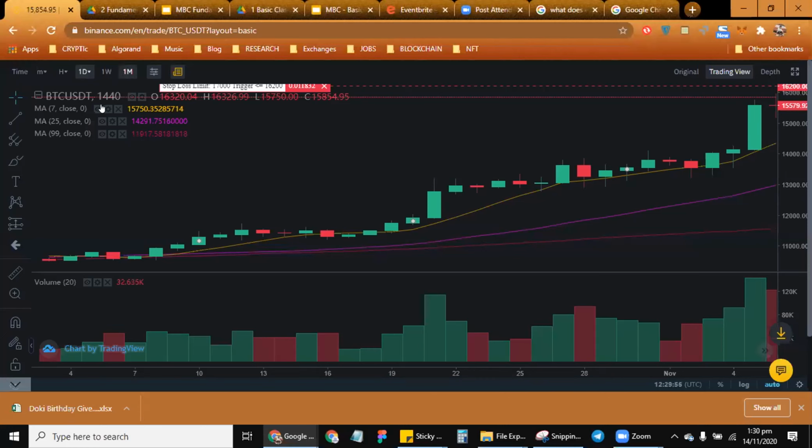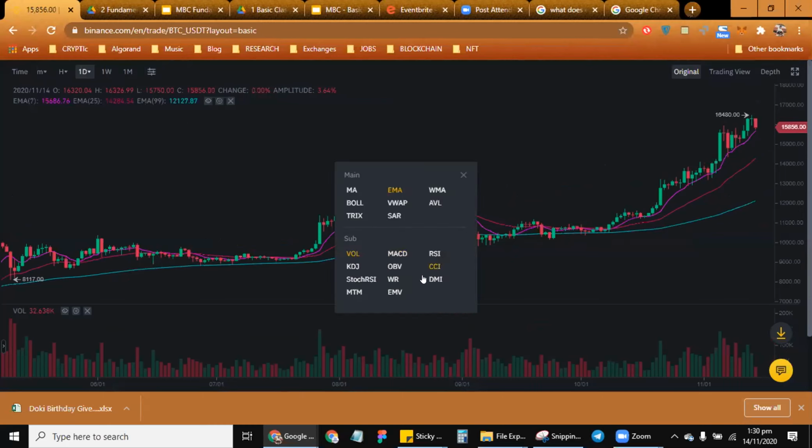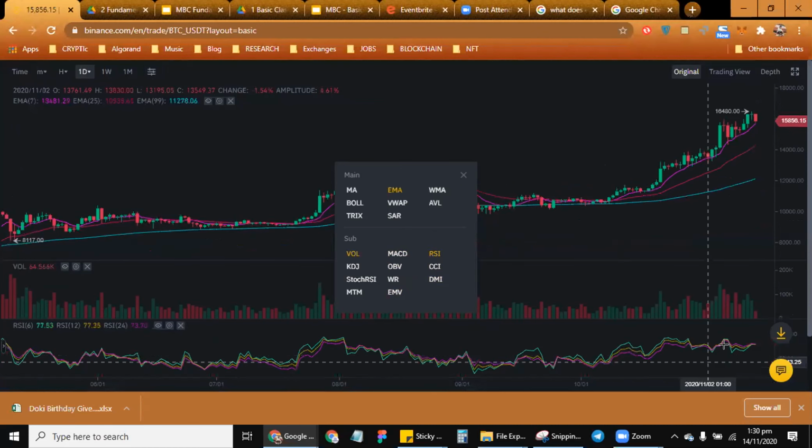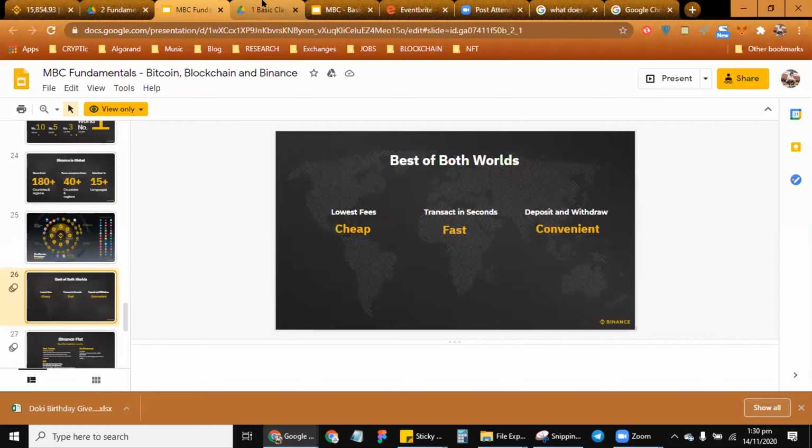Now, how to get there? Let me remove this trade view. Original. All right. So I just come here to this part that says technical indicator. Click on it, and I get to RSI. Right. Now, look at this, guys, at the bottom. This is RSI. At this point, let me come back here so you can see it clearly.